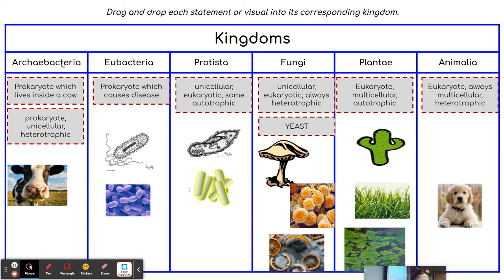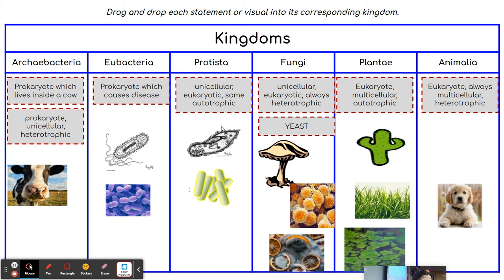So here we have our kingdoms. Okay, and I did this drag and drop for you to save a little time. So Archaea bacteria are prokaryotes. Remember, they lack a nucleus. These live inside a cow. They're unicellular and they are heterotrophic. Eubacteria are prokaryotes. Remember, they lack that nucleus. The DNA is free-floating, which causes disease.